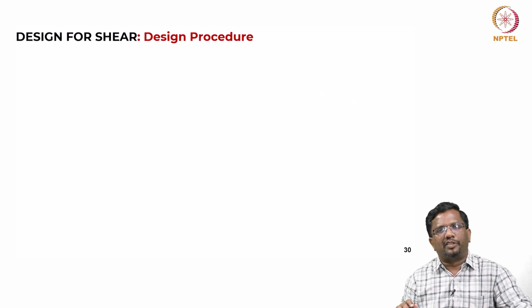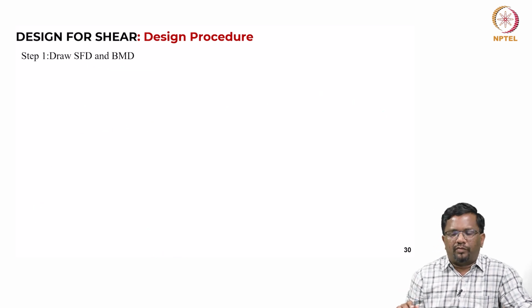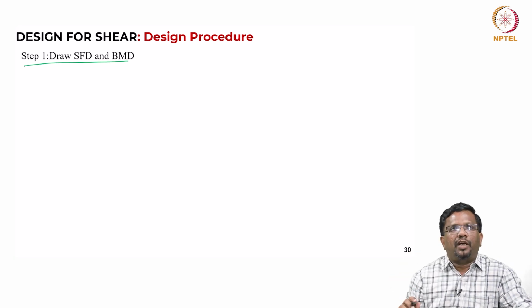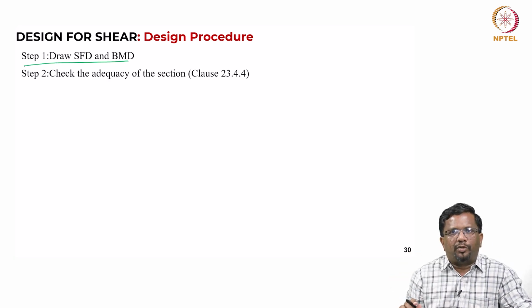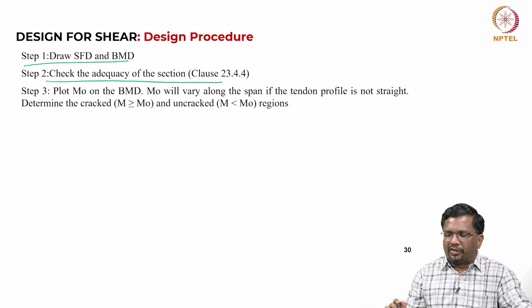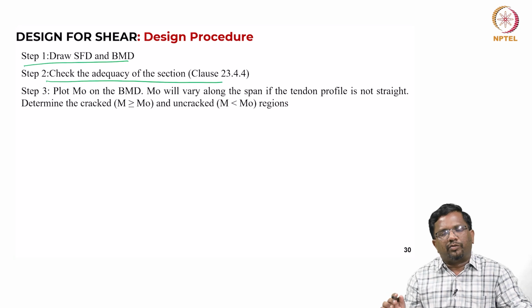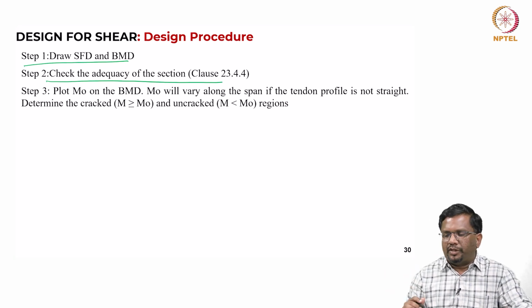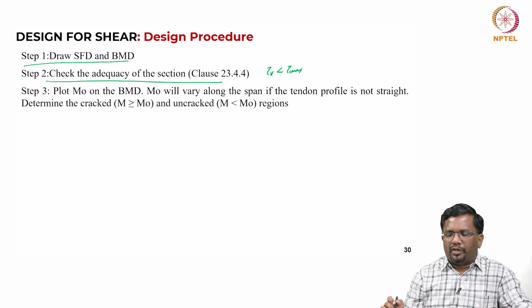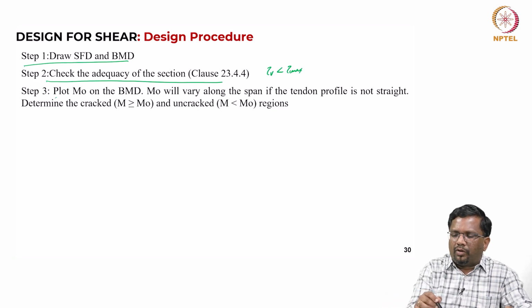Okay, let us look at the design procedure now. First, we do the structural analysis and we draw the shear force diagram and bending moment diagram, and then we check the adequacy of the section. How do we check the adequacy of the section? We have to make sure that for bending first we design, and then we need to ensure that the tau v is again less than tau c max, right. That is the adequacy. Then we plot M naught on the bending moment diagram.